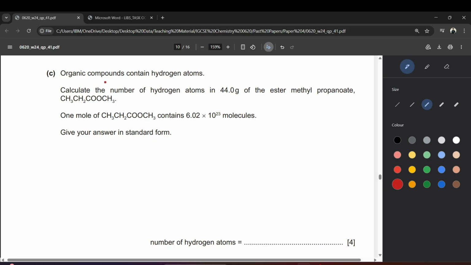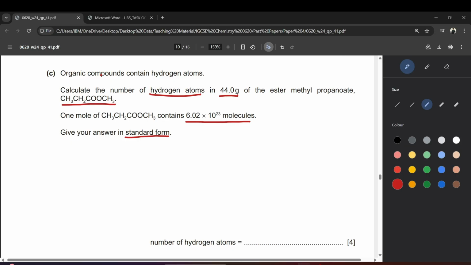Okay, organic compounds contain hydrogen atoms. Calculate the number of hydrogen atoms in 44 grams of the ester methyl propanoate. So this is the formula. 1 mole of methyl propanoate contains 6.02 × 10^23 molecules. Give your answer in standard form. Now you can see that this is a 4-mark question. So this is a very heavy question. It's a multi-step question, right?